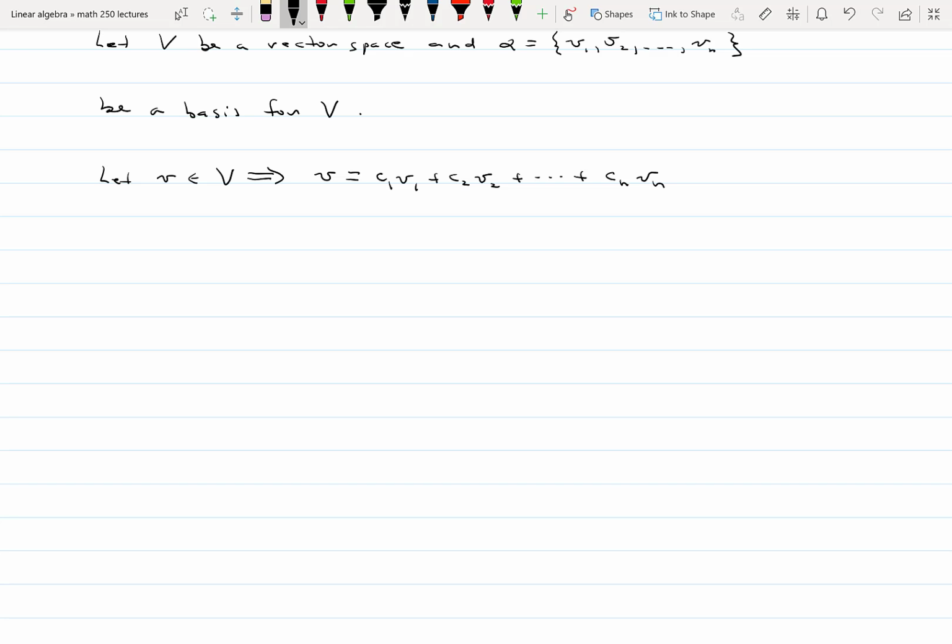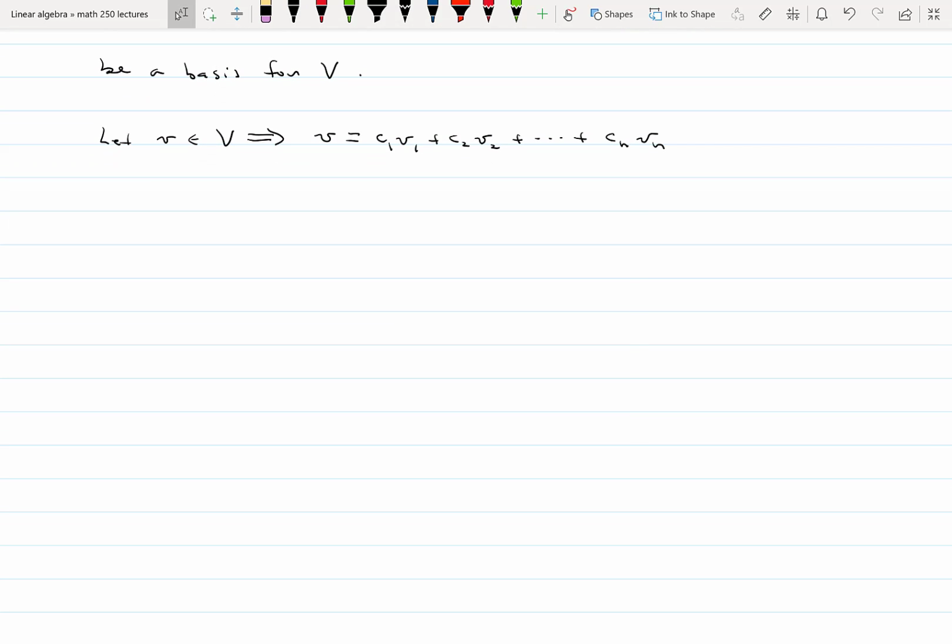Okay, the thing I want to review with you is the concept of coordinates of v and coordinate vector of v. So the coordinates of v relative to the basis alpha are just the coefficients c1, c2, all the way up to cn.